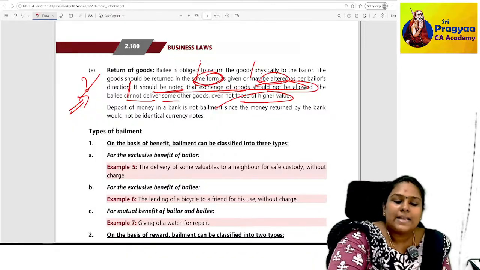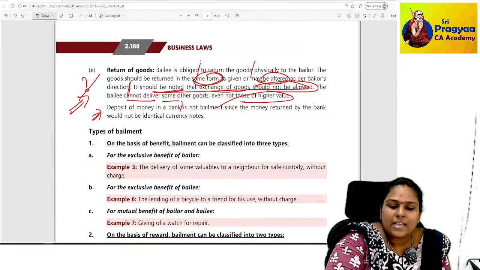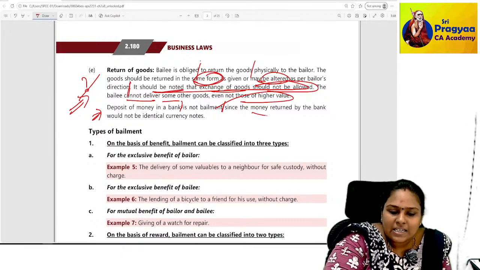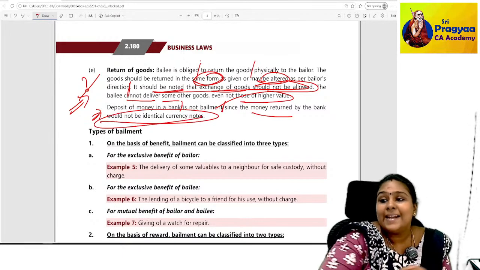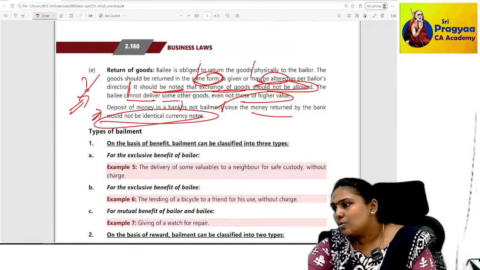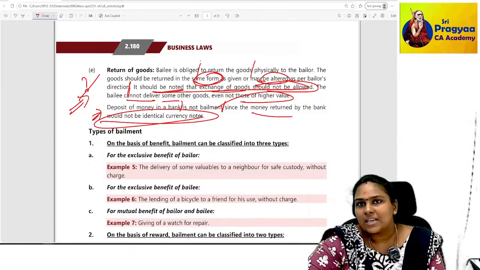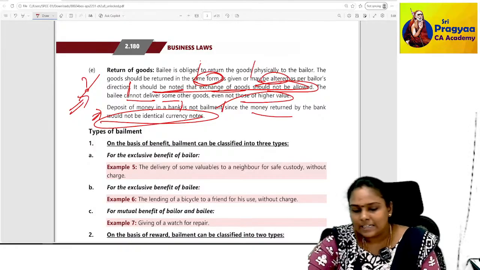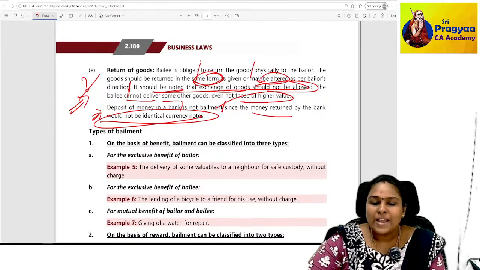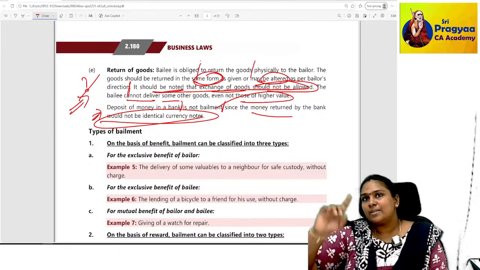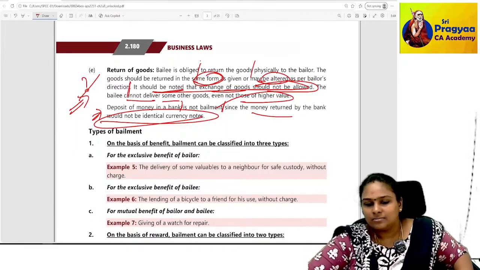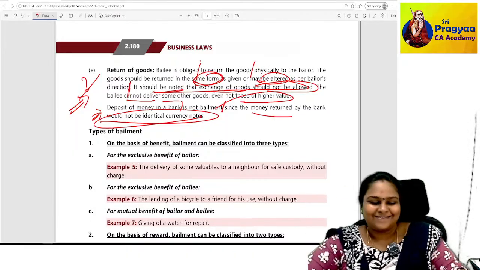ஓகே. Deposit of money in a bank is not a bailment since money returned by the bank would not be identical currency notes. So money cannot be taken as a good or an item. Clear? Understood? Why money cannot be treated as goods? Intermediate IDT class I will teach you when you come there.